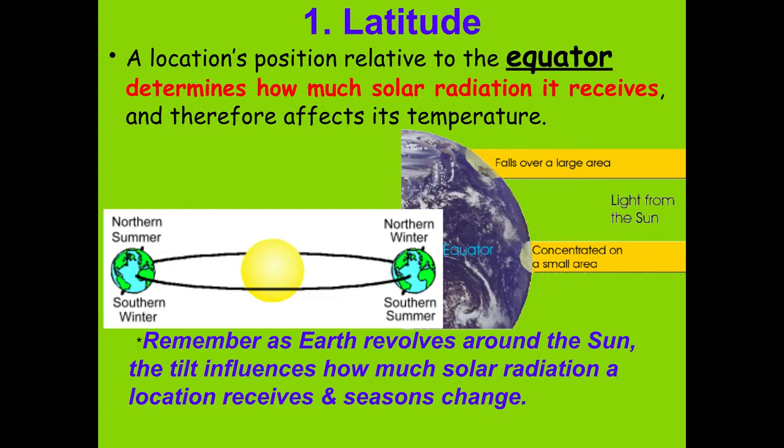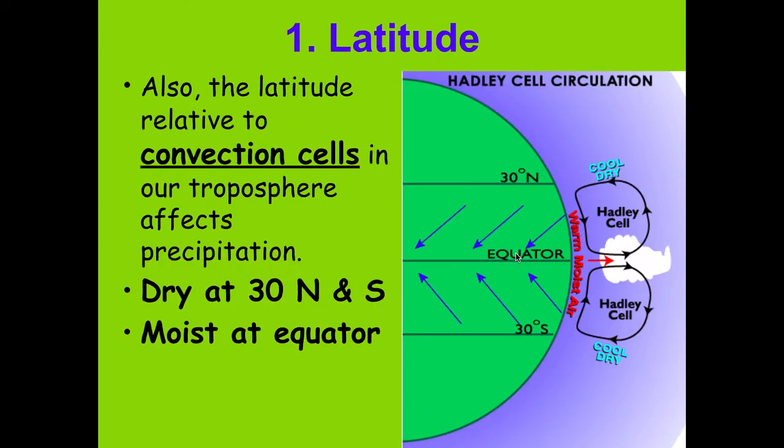Latitude, put a star next to it because it's the most important factor that affects climate. It's your position relative to the equator. So remember, latitude goes like this, these lines. It's how far above it you are or below it. So if you're here at the equator, you can see sunlight is concentrated, which means it's going to generally be warmer. The further up you go or the further down you go from the equator, the lower the average temperature is going to be.